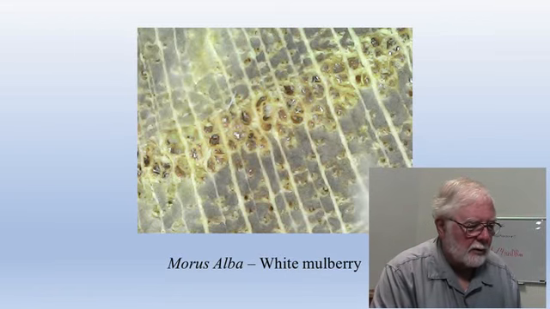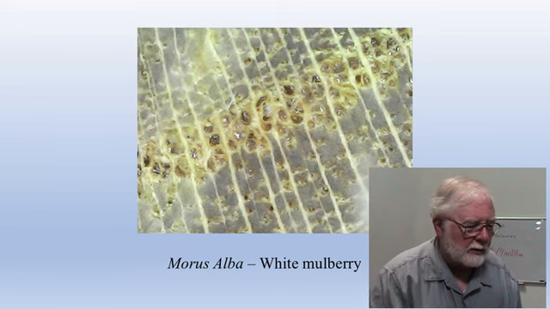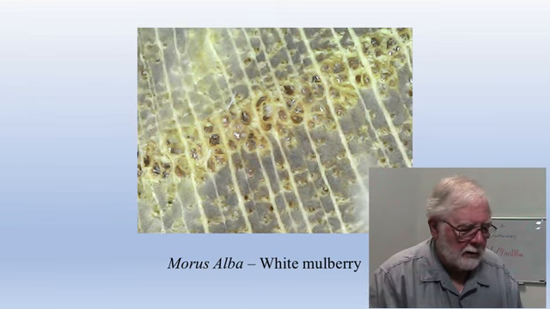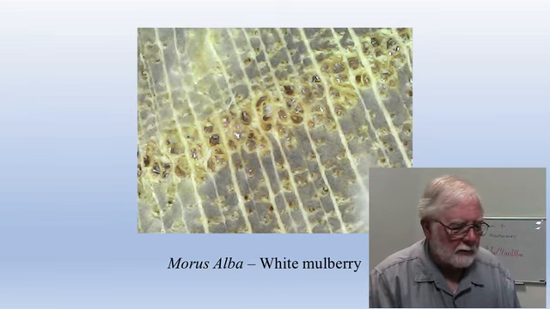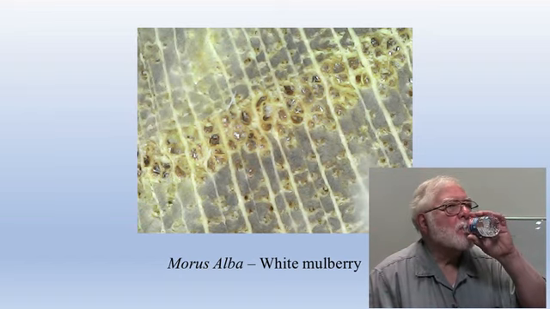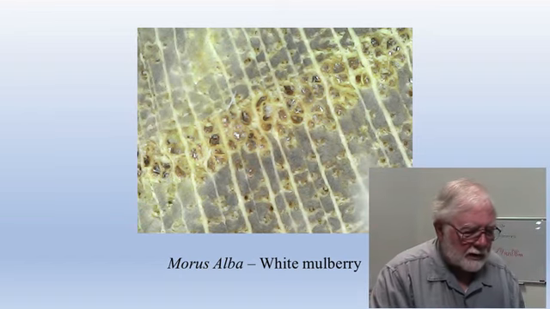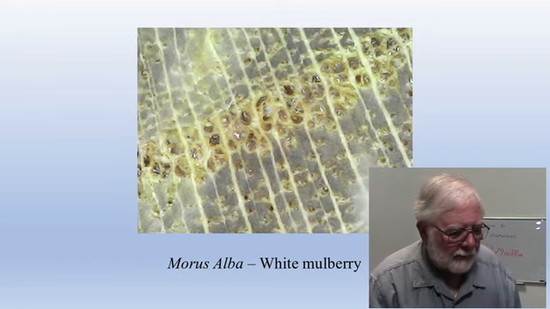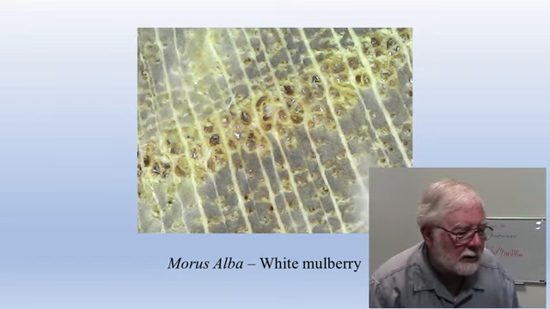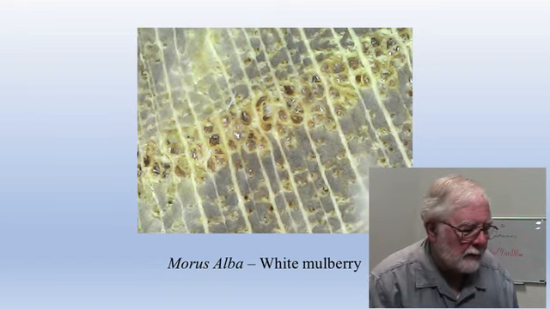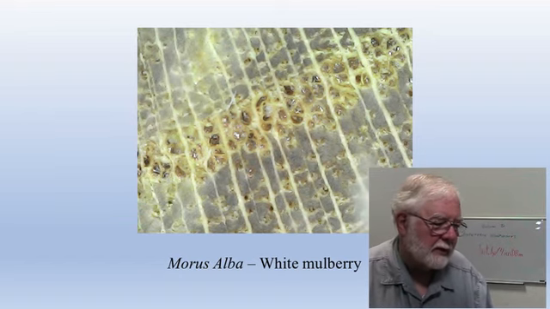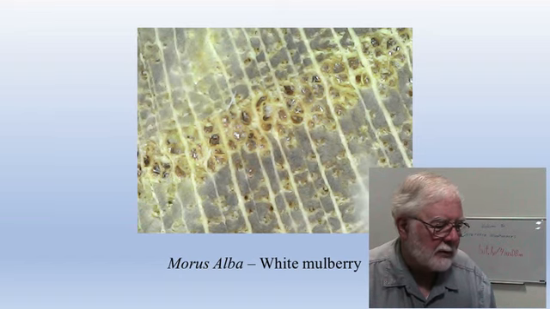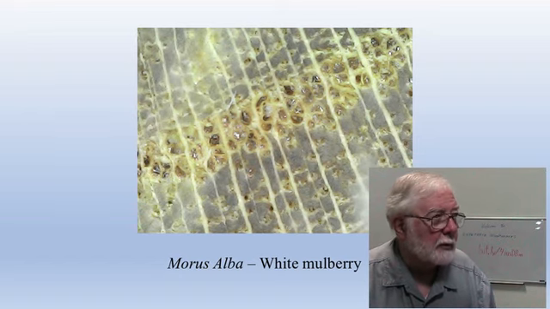There is a picture that I took with my digital microscope of Morus alba, white mulberry, out of my neighbor's yard. He cut the tree, not me. But you can see in it, I don't know what real magnification is, but it's greater than 10x. You can see the tylosis in the cells of the early wood.